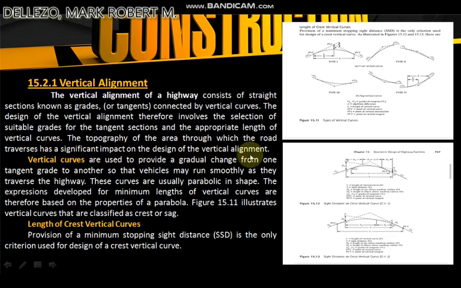design of vertical alignment. Vertical curves are used to provide a gradual change from one tangent grade to another so that vehicles may ride smoothly as they traverse the highway. These curves are usually parabolic in shape.